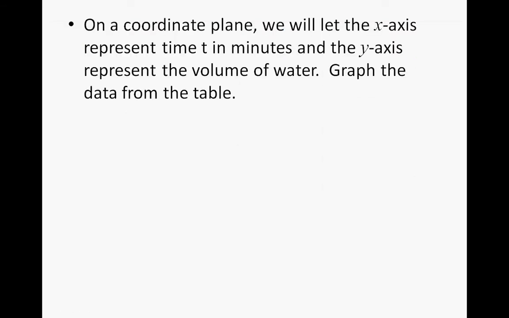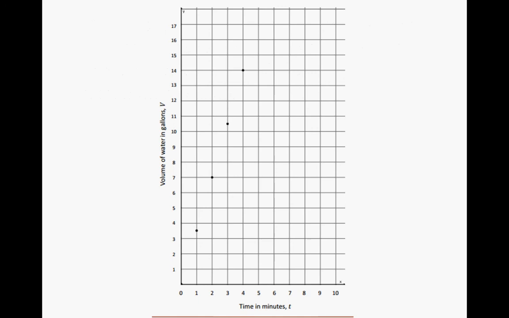So on a coordinate plane, we will let the x-axis represent T in minutes and the y-axis represent the volume of water. Graph the data from the table. When you're done with that, compare it to this graph. Again, 0, 0 is one of the points on our graph because in 0 time we have 0 gallons. So from there it increases 1 to 3.5 gallons, and so on and so forth.